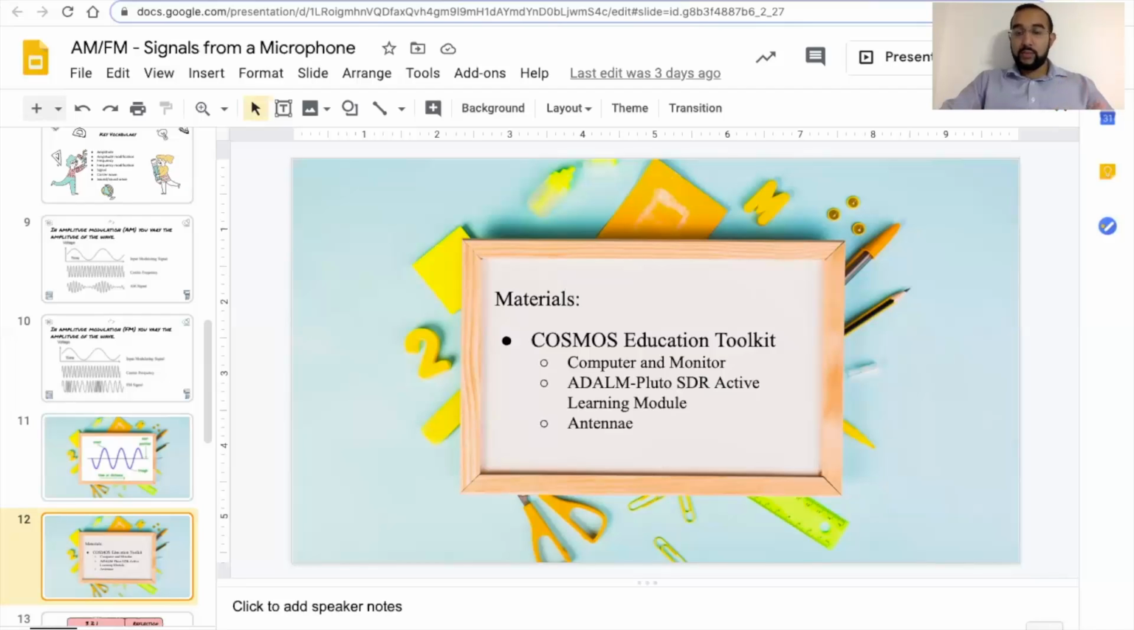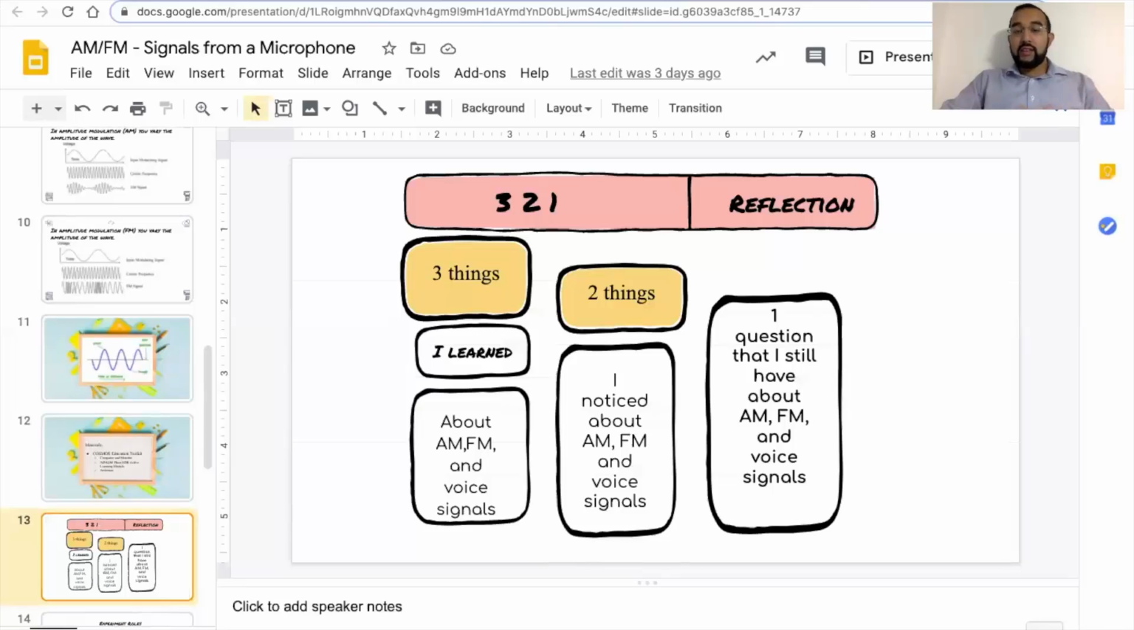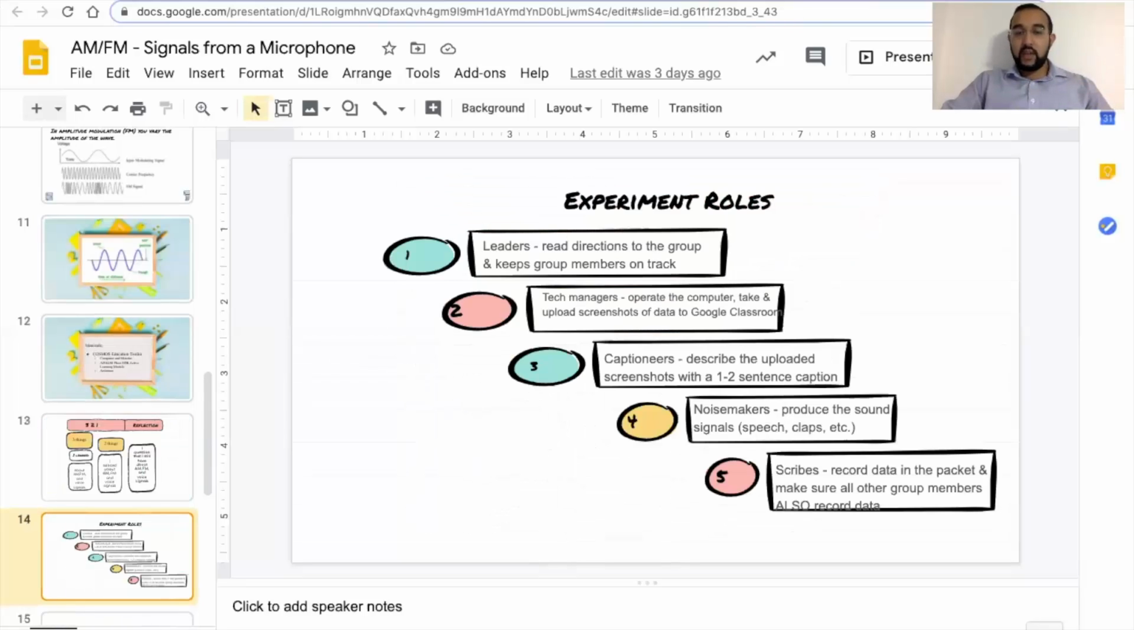And there will be a separate video explaining the experiment. So then students do a little reflection after this PowerPoint so they can solidify their knowledge. You go into the rules of the experiment. How is the experiment conducted?